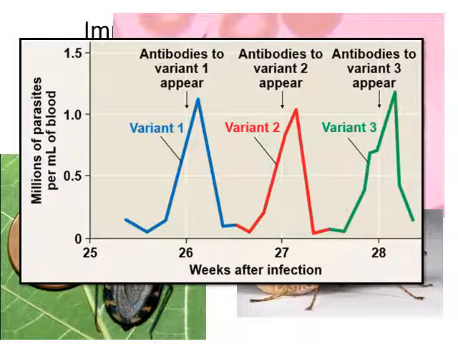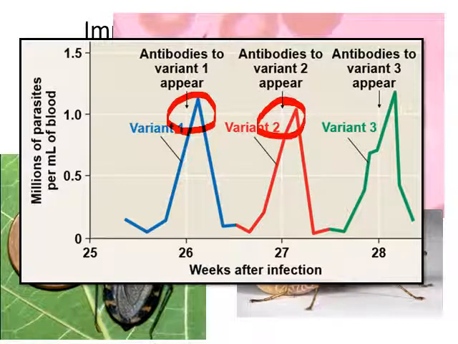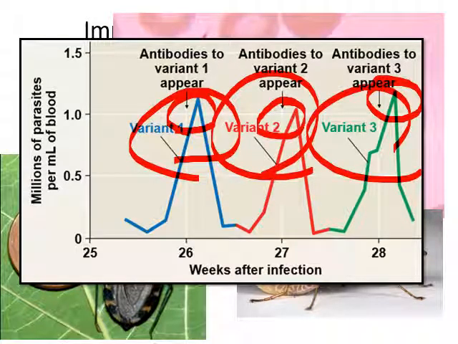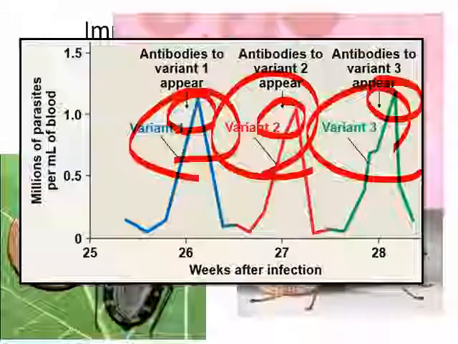So that means when your immune system is ready to kill and destroy the first variant of it, it disappears. And then 2 weeks later, you've got slightly different proteins appearing on the surface. And 2 weeks after that, you have another strain of the trypanosomes that look a little bit different. And every time, your immune system has to start over again every 2 weeks. And therefore, this particular protozoa stays ahead of your immune system.